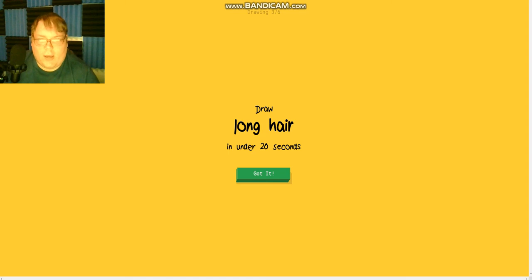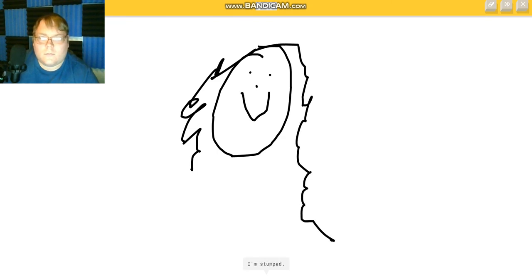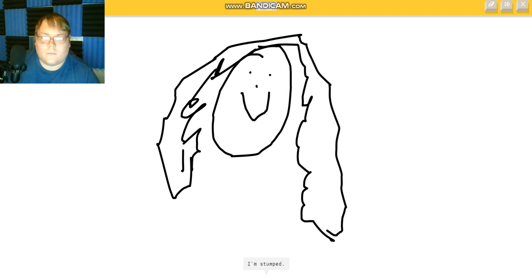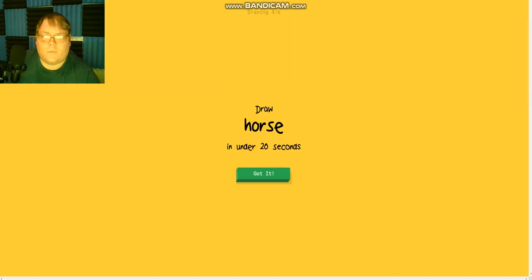Draw long hair. I see circle. Or potato. I see smiley face. Or curly hair. I'm stumped. I'm stumped. I have no clue what you're drawing. Well, you had hair. Sorry, I couldn't guess it. You had hair, but it had to be long hair. It had to be specific, AI. Long hair, not just hair.